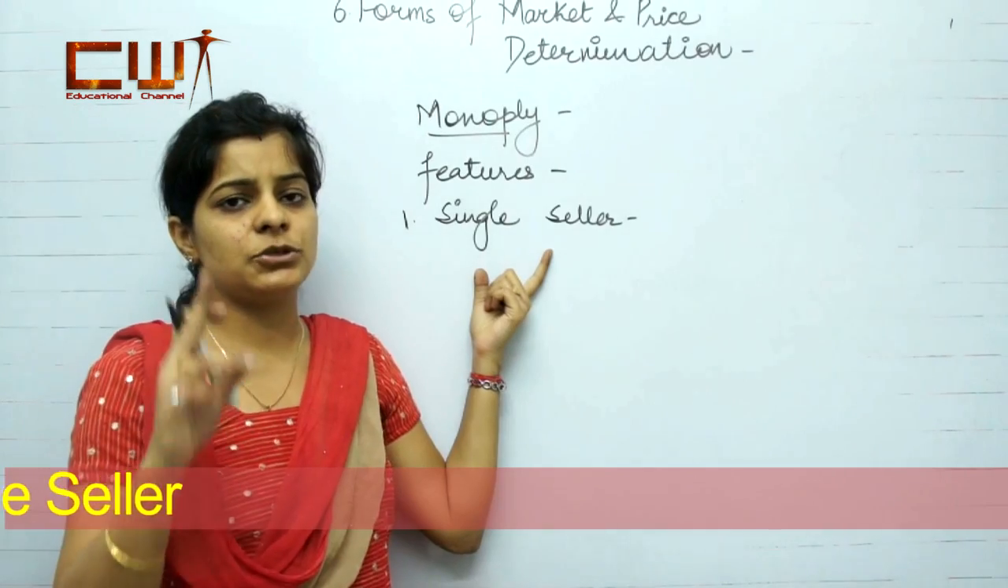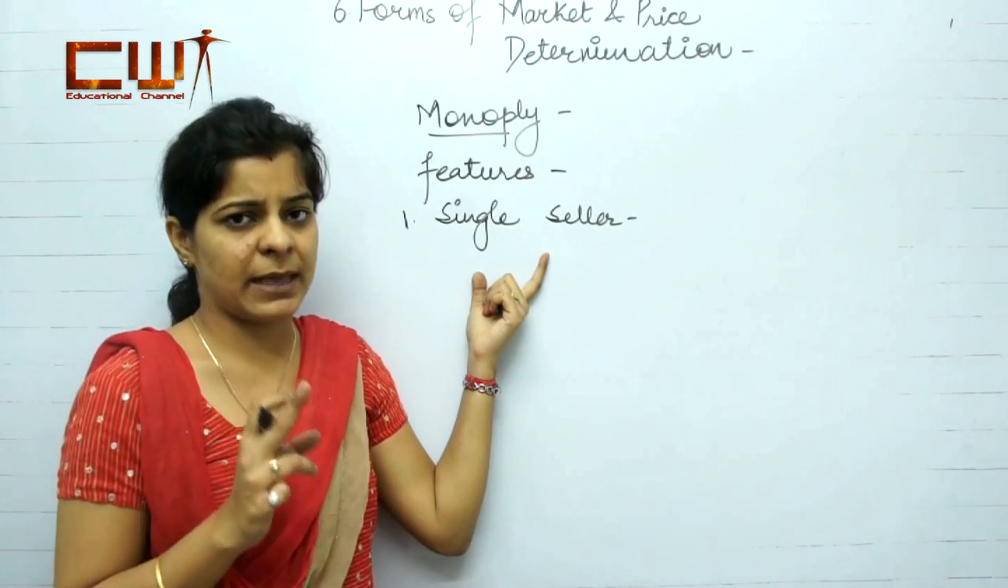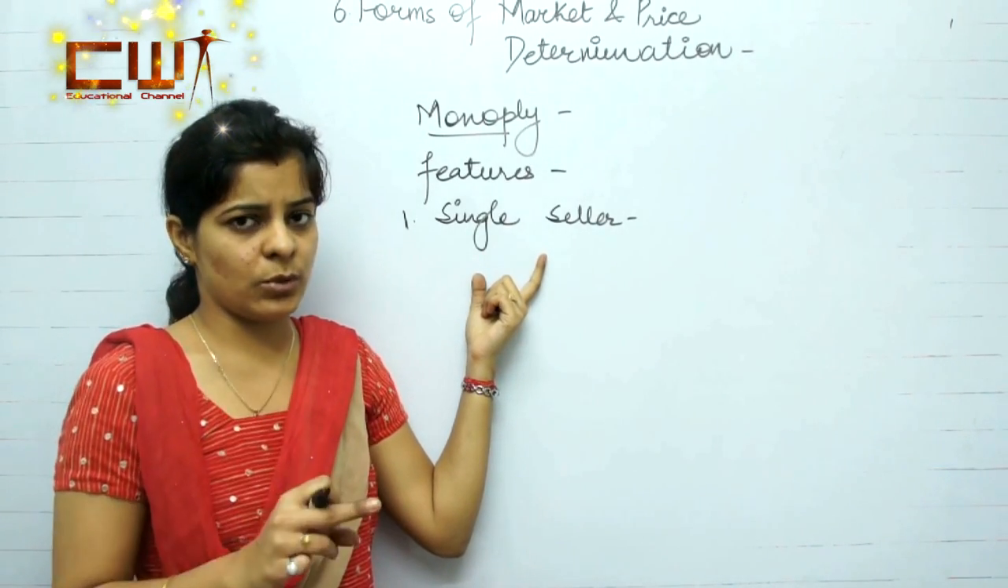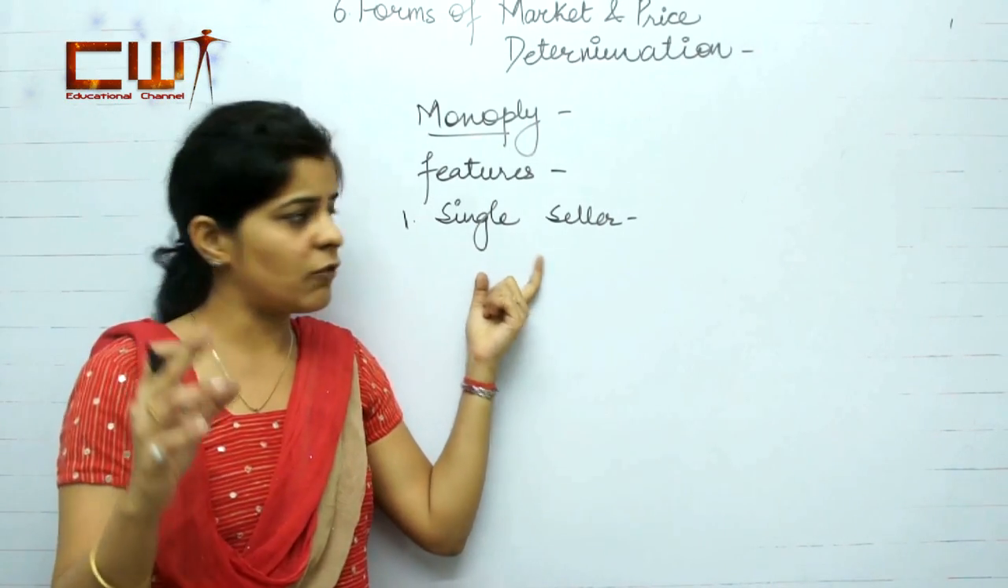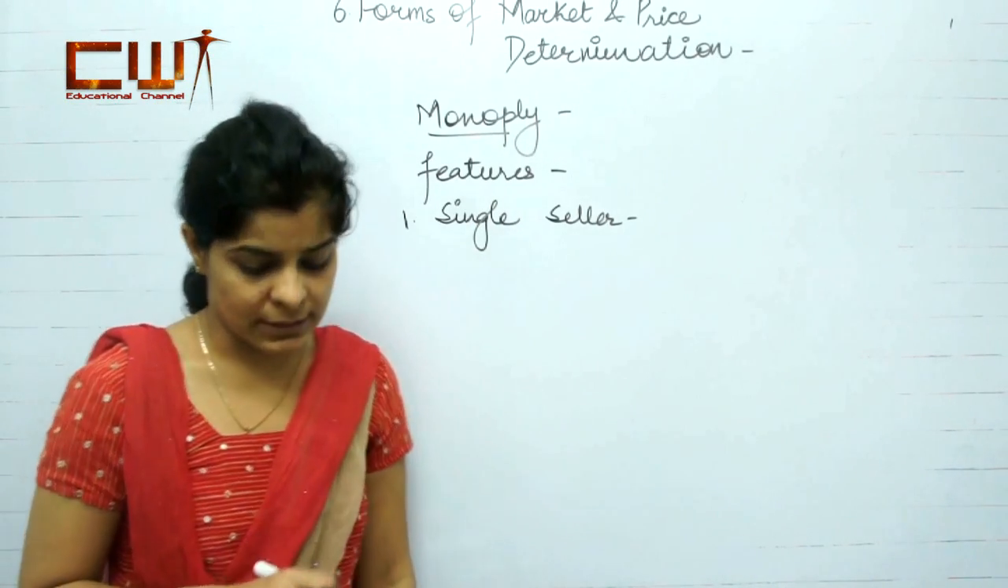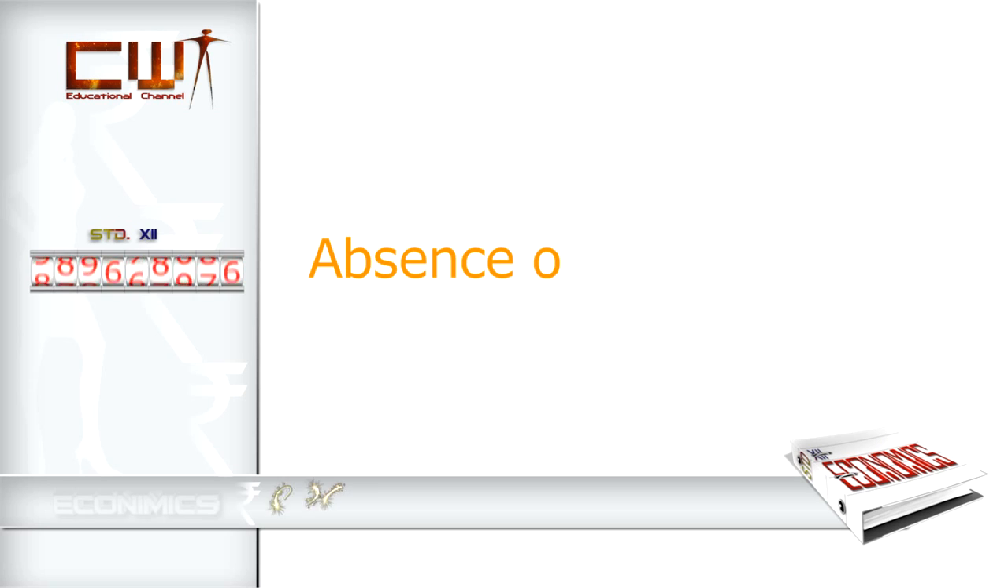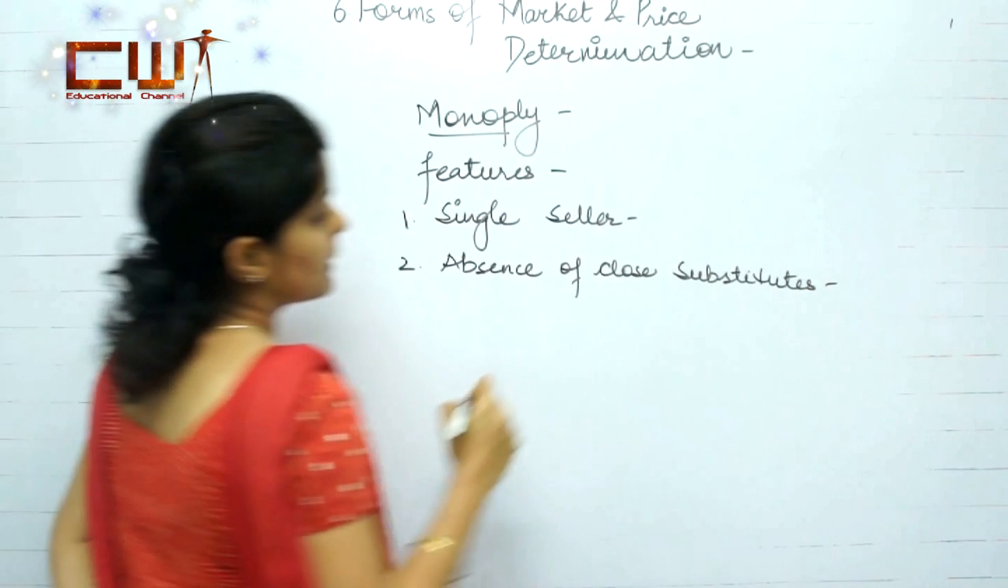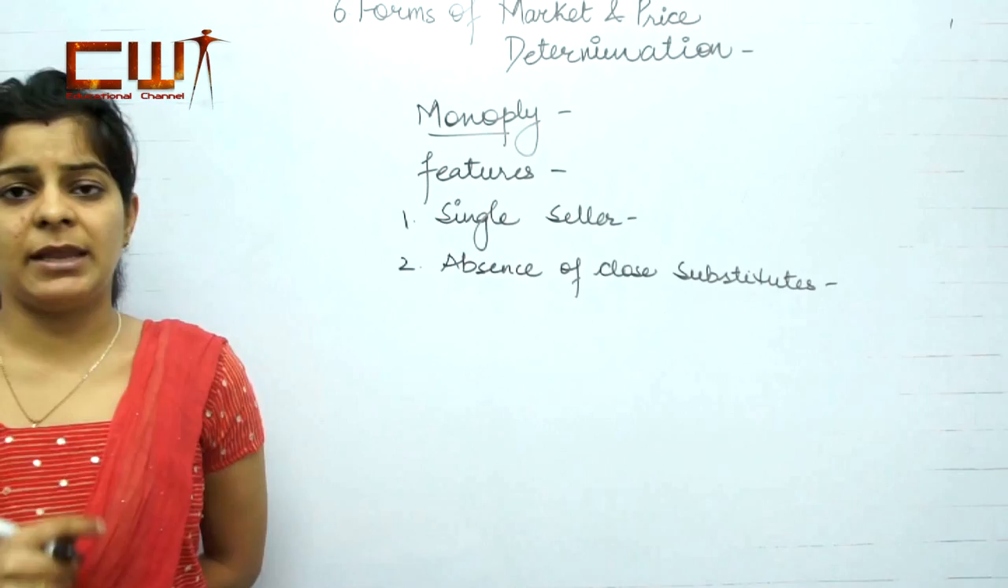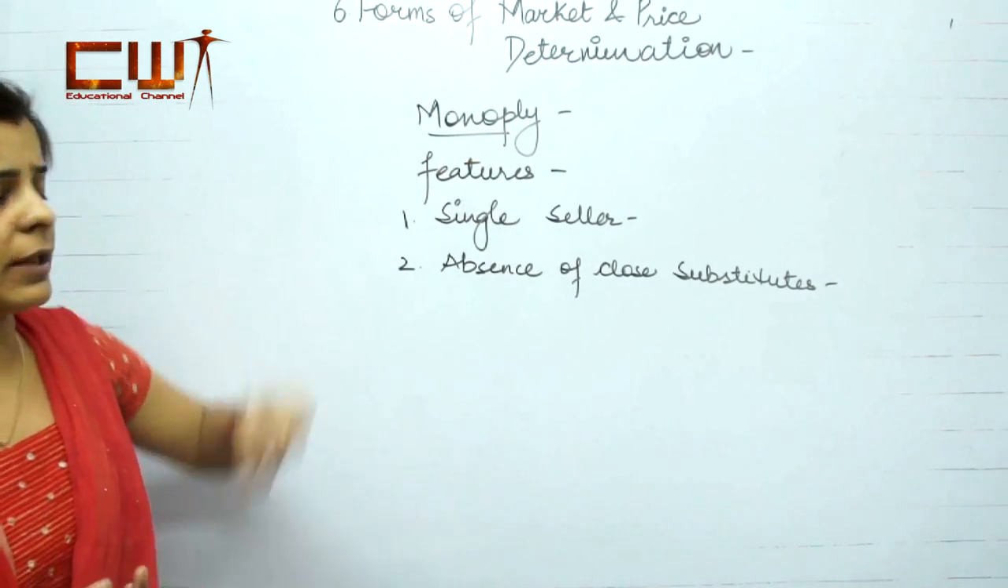So single seller means he is the only person who is supplying the goods, that too at his own prices, and there are a large number of buyers who are dependent on this single seller. Next is absence of close substitutes. There are no close substitutes available. If there are close substitutes, he will not run the monopoly.